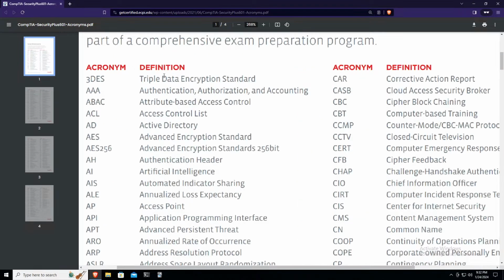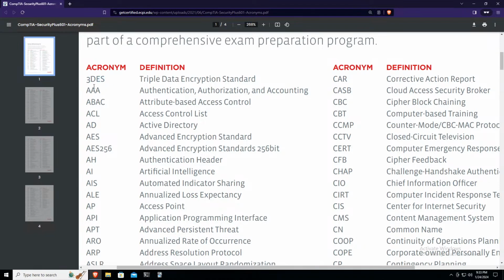The first one we have here is 3DES. Sorry, 3DES is Triple Data Encryption Standard. Nice and easy to remember from an acronym standpoint: three of something, right? Data Encryption Standard. So we'll use that little trick to remember this one.